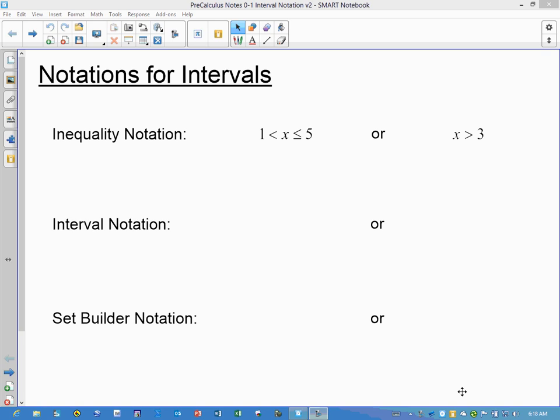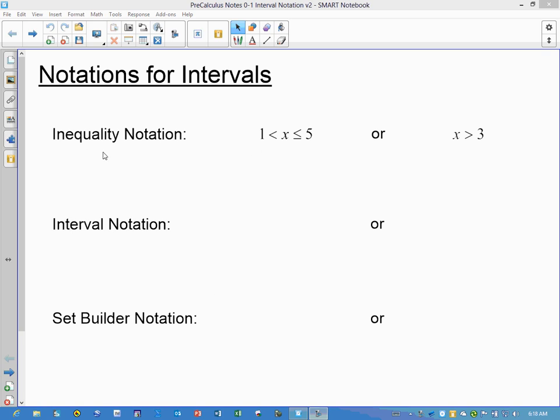Intervals are basically just sets of numbers. They do have the property where any number that is between two numbers in the set is also in the set. But more generally, you can just think of them as blocks of numbers or groups of numbers on the number line. And there are different notations for intervals. There's inequality notation, interval notation, and set builder notation.